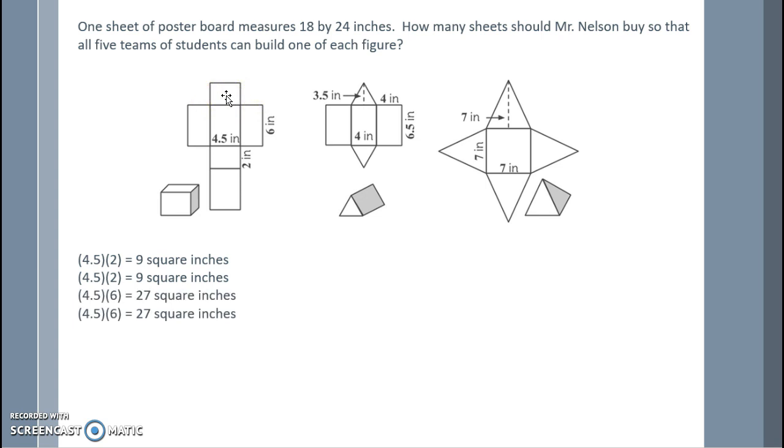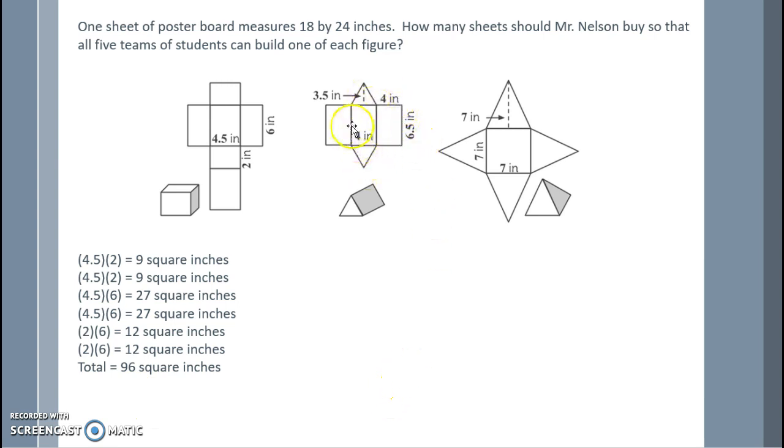We have 2 that are 4.5 by 6, so 4.5 by 6, 4.5 by 6. We have one that is a 2 by 6, and another one that is a 2 by 6. So all together, when we add these, we have 96 square inches. Let's move to the triangular prism.